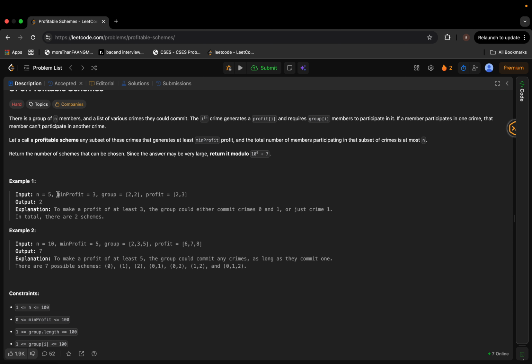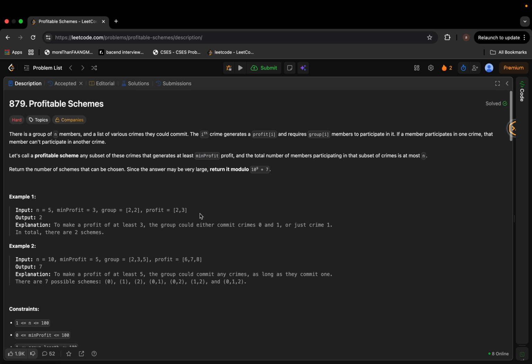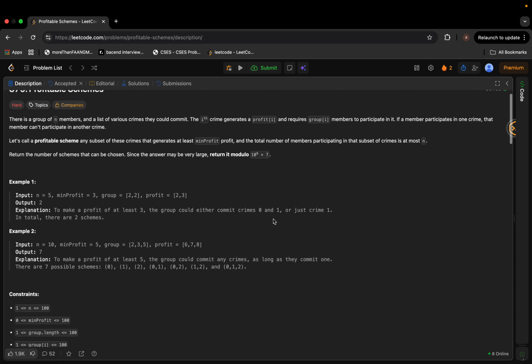So the problem says that we have n is 5, and n represents the number of people. The minimum profit we have to make is at least 3. Group represents the activity, the number of people involved in the activity. Here it is 2, again 2. Now profit is the profit that we will be getting after performing the activity. Here the activity is a crime, so I don't know who has written this problem like this.